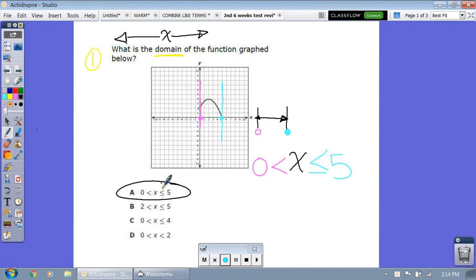So be careful, make sure that when you're taking the test that you're looking, are they asking for the domain? If they were asking for the range, we would do this. We would build a floor and a ceiling, and we would say how far down and up, and you would still have to look. This would be a closed circle because it's on the graph.